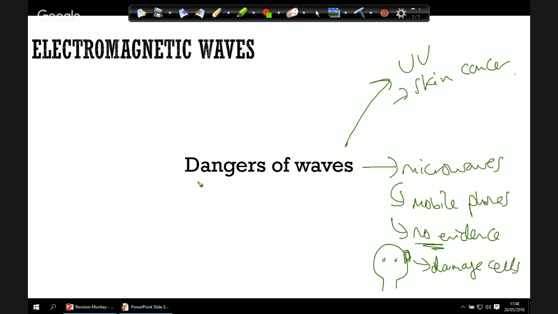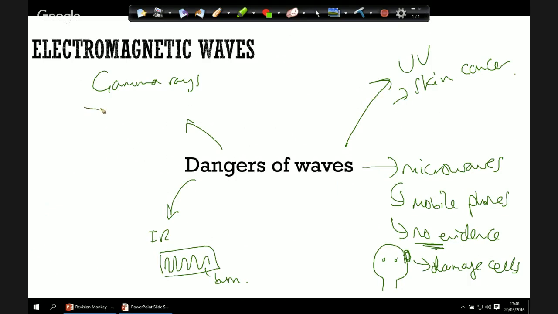Also, things like infrared radiation could cause burns. So infrared radiation is from grills and things like that. There's no major dangers associated, obviously, with using a grill or a toaster. But if you were to touch it, you would burn yourself. And the major danger comes with gamma rays. They can cause cancer. They're really high frequency, high energy. They can cause cancer, but we'll look a bit later on at how they can also kill cancer cells. So yes, they can cause cancer, but also we're using them to kill cancer cells as well.